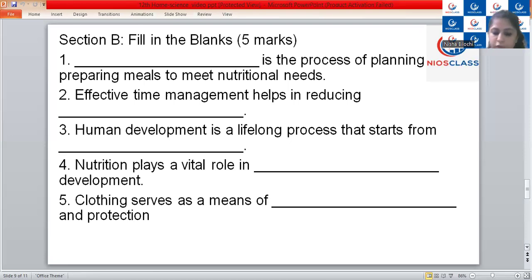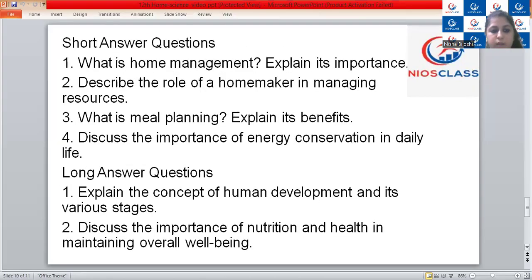Okay. I hope all of you have noted down the answer. Meal planning, stress, infancy, overall, security. Okay. Fine. Now we will move towards short question answers and long question answers. Some of the questions which I have curated over here are basically related to the questions which keep on coming in the previous year.